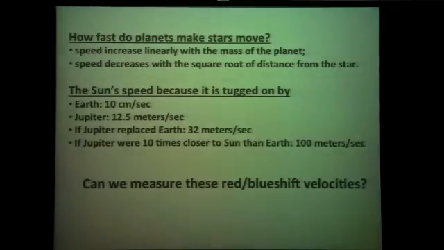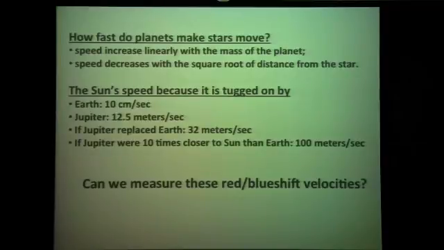All right. So how fast do planets make stars move? The speed increases linearly with the mass of the planet. You got to know that. Okay? And the speed decreases with the square root of the distance from the planet. You knew that. Okay? So what does that actually mean in terms of numbers? How fast does the Earth make the sun move? Well, we know the Earth's mass, we know the sun's mass, we know the Earth's distance from the sun. The Earth makes the sun move 10 centimeters per second.